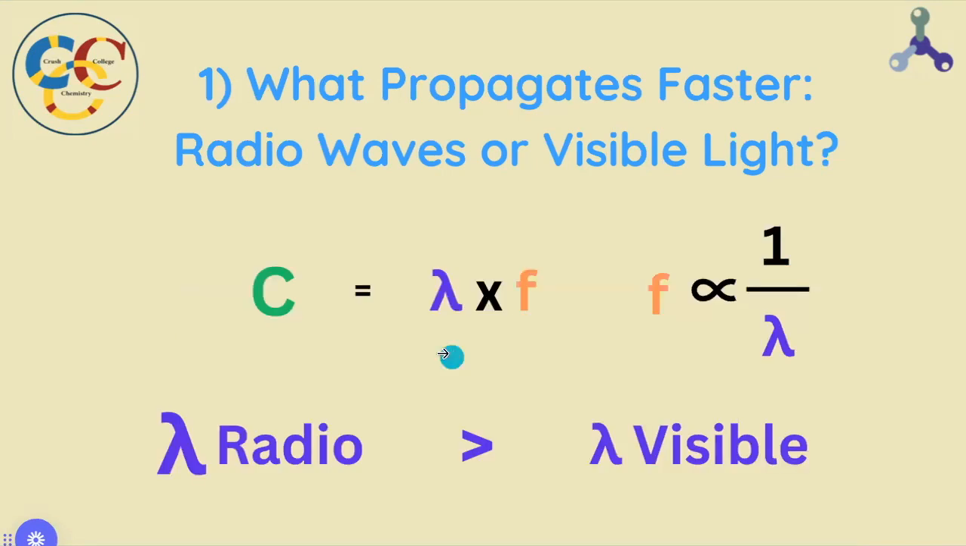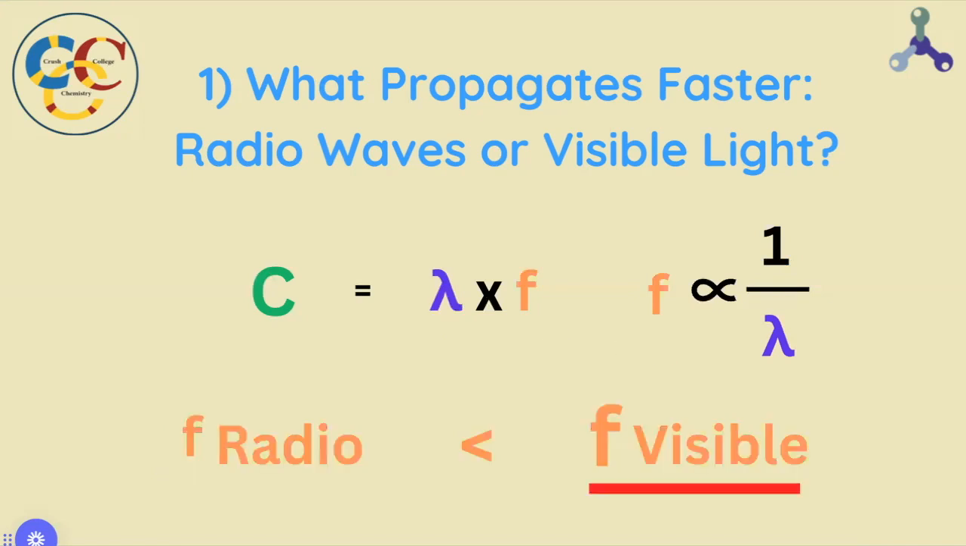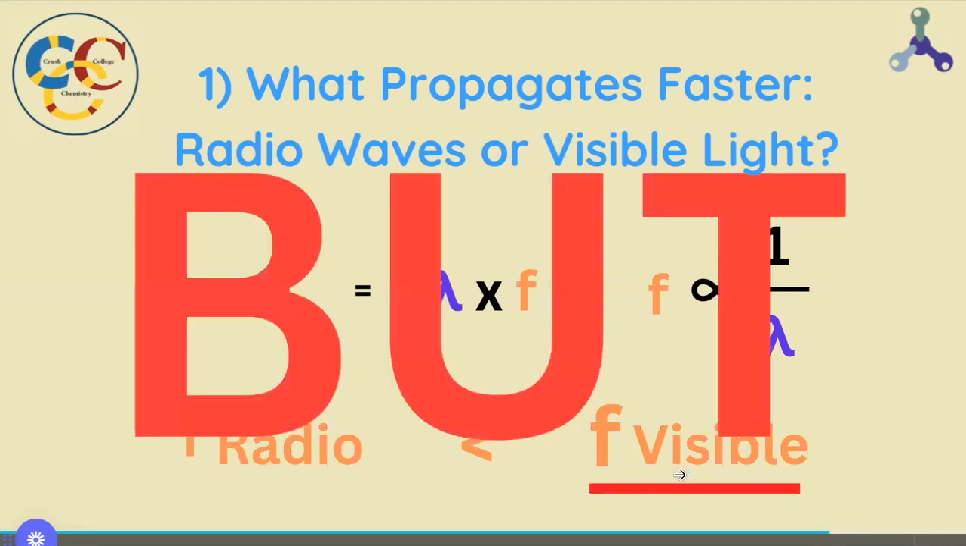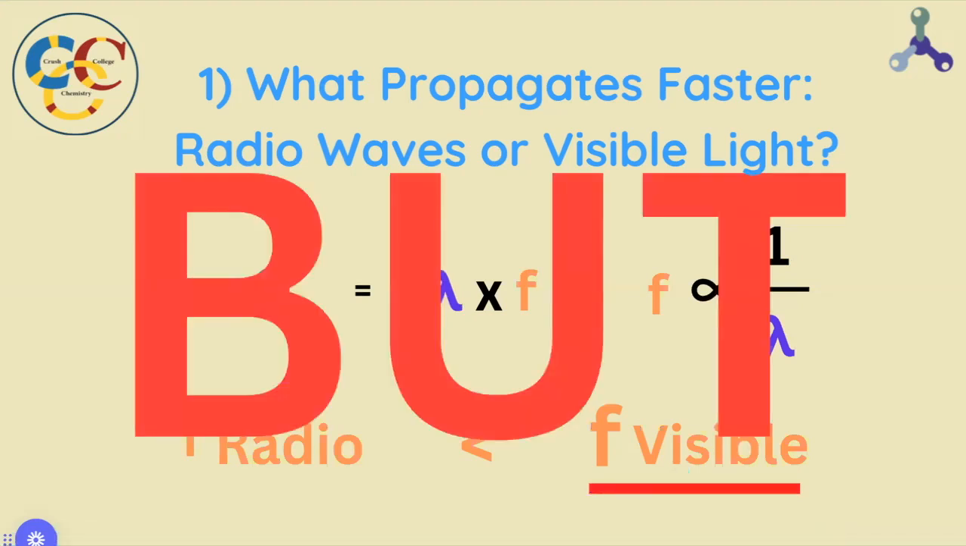When we look at the equation for the speed of light, we see that the wavelength and frequency are inversely proportional, meaning as one goes up, the other goes down. So visible light has a higher frequency than radio waves. But hold on a second. A wave's frequency and a wave's propagation speed are not the same thing.